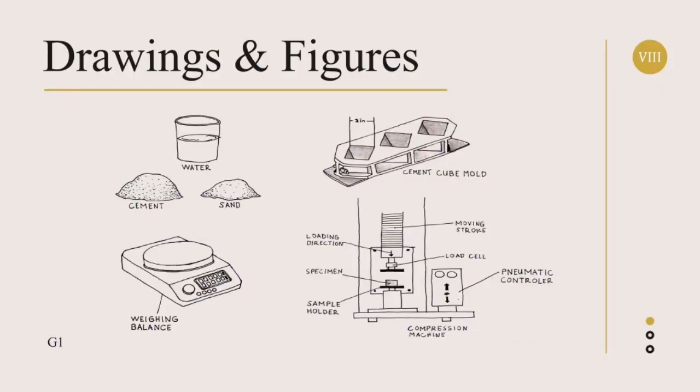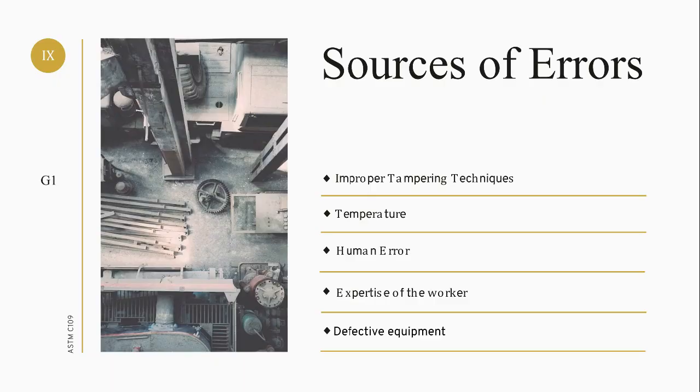Drawings and figures. At the top left corner, you can see the three main ingredients in making concrete. Below that is the weighing balance. It is the tool to get the exact measurement of cement and sand. And to the top right is the cement cube mold, and lastly is the compression machine.